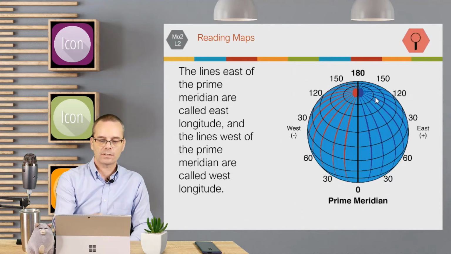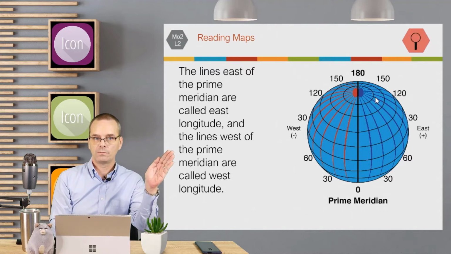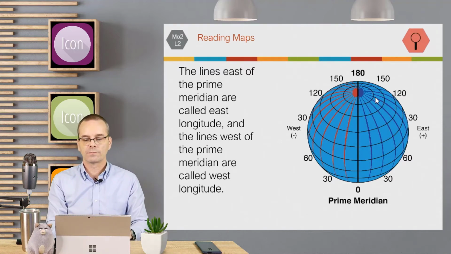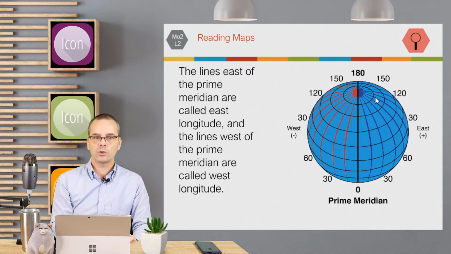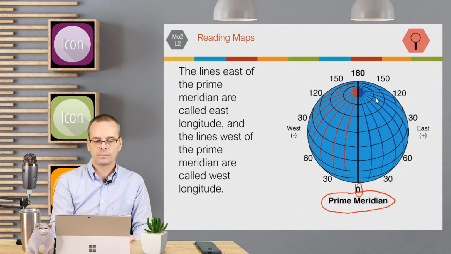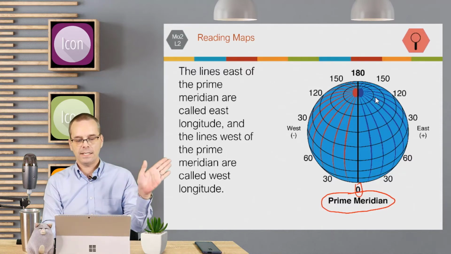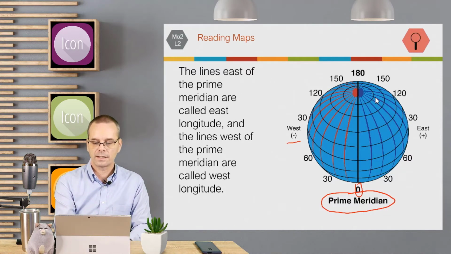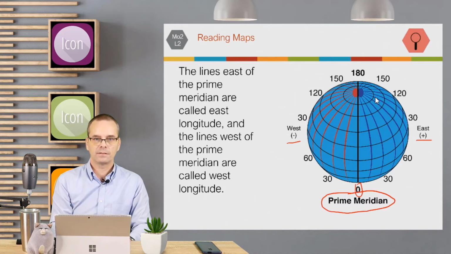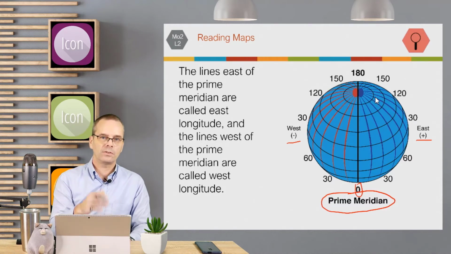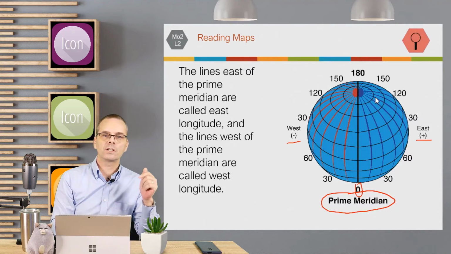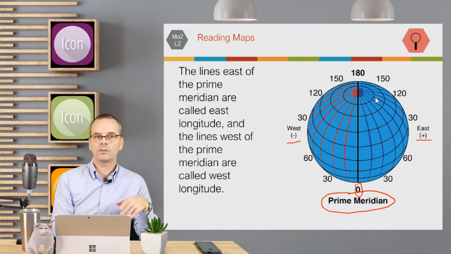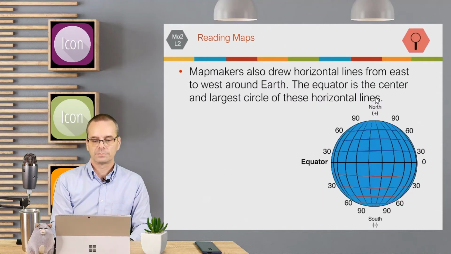Now the lines east and west are called east longitude or west longitude. Depending on which way you're going, you would call it east longitude or west longitude, all based on that prime meridian of 0. West is negative, east is positive. But you wouldn't say negative 30 degrees. You would say 30 degrees longitude west, or 30 degrees longitude east, for example.